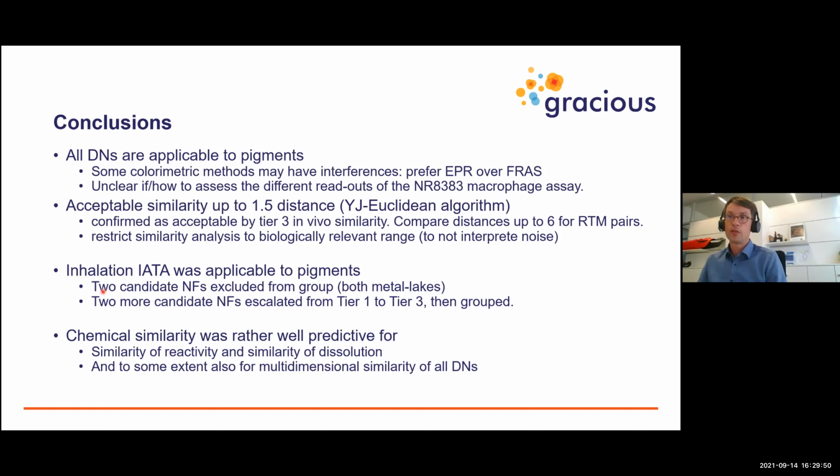We had to exclude 2 candidate nanoforms from the group, and they turn out to be the metal lake pigments, so they cannot be grouped with others. 2 more, one of them being the copper phthalocyanine nano, had to be escalated from tier 1 to tier 3, and then we had the evidence to group them. Otherwise, we would have had to exclude them.